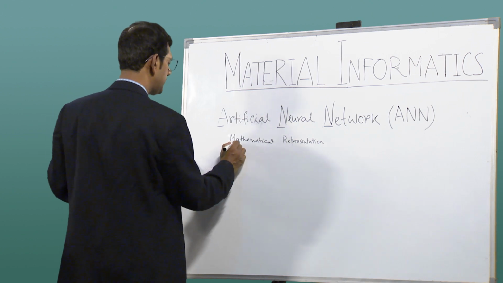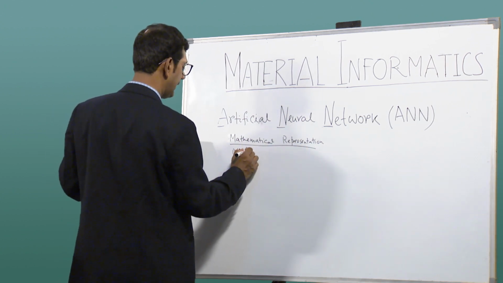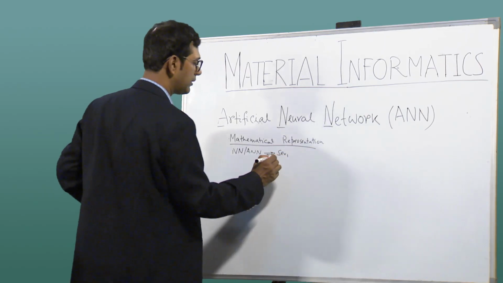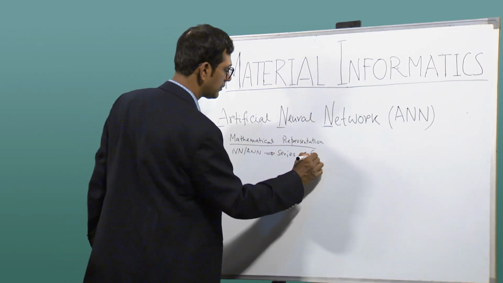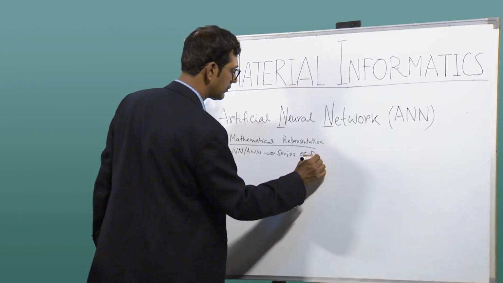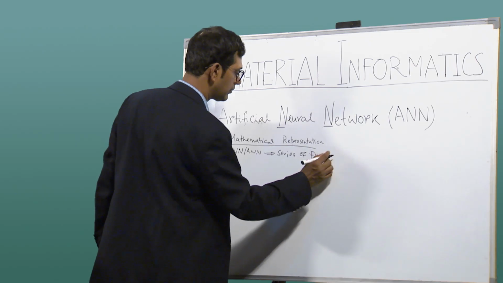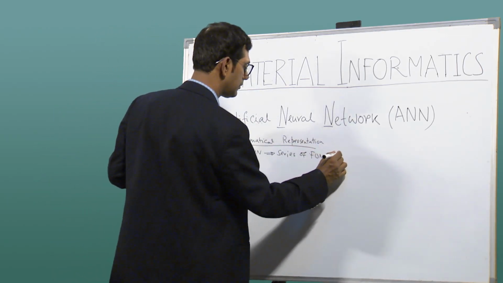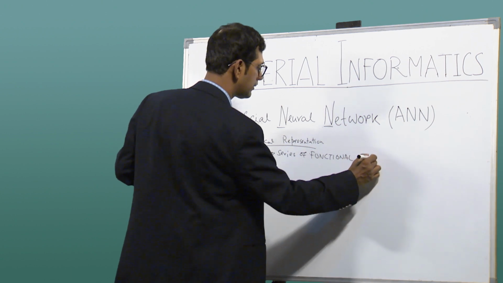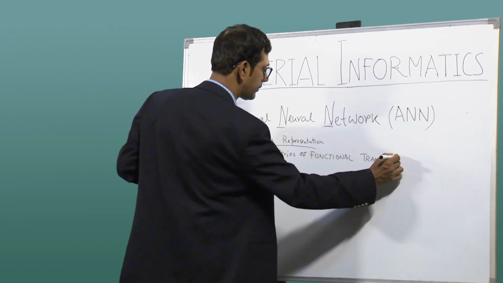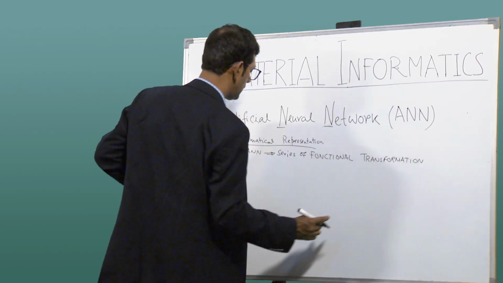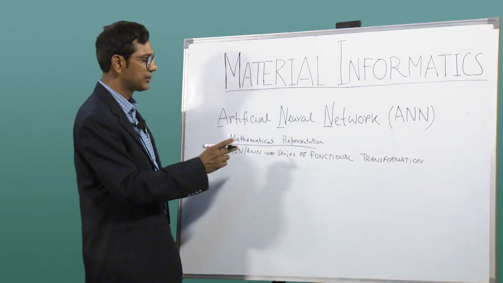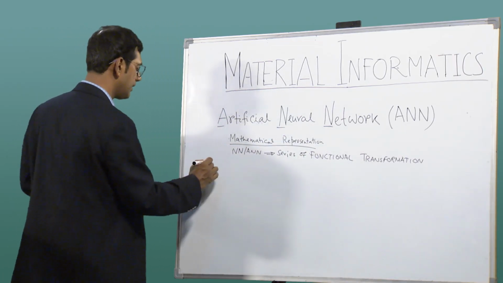So, basically NN or ANN is nothing but a series of functional transformations. What are these functional transformations? That is what we are going to discuss step by step. Since you have seen the biological neuron and also the analogy with respect to the ANN and NN, we will talk about how this functional transformation happens. So, let us talk about it step by step.